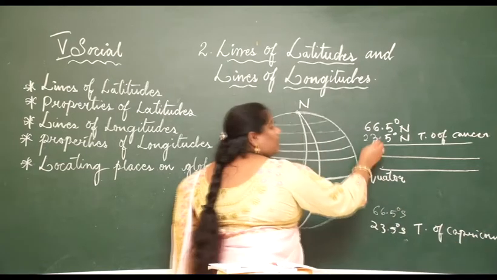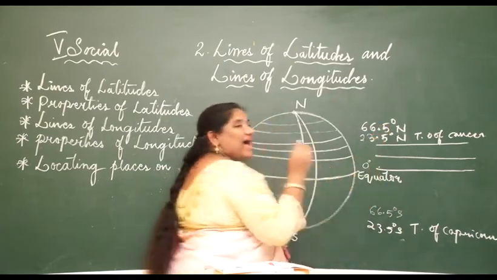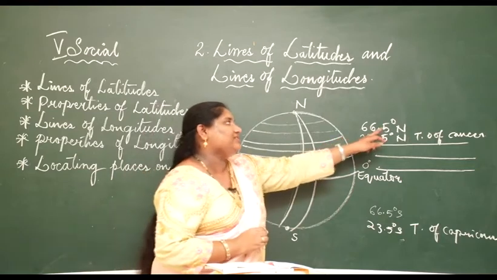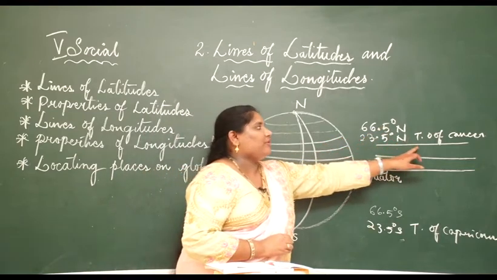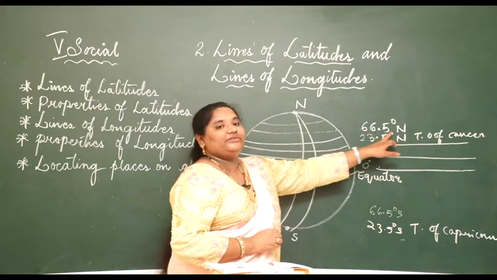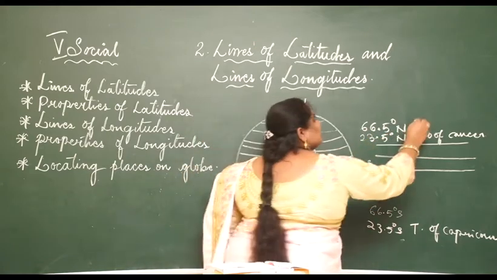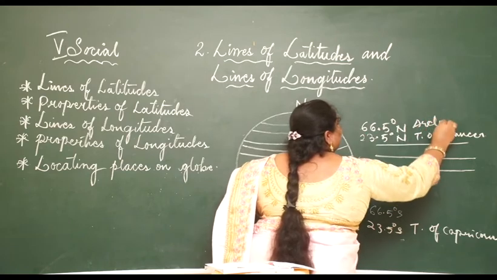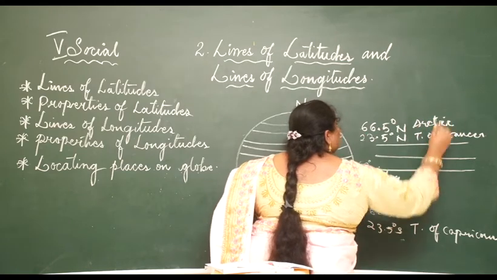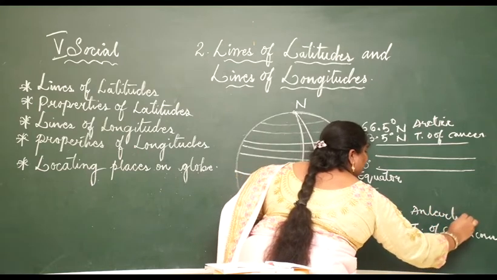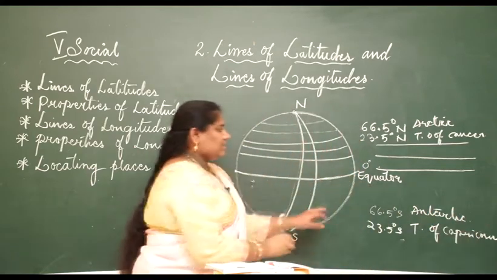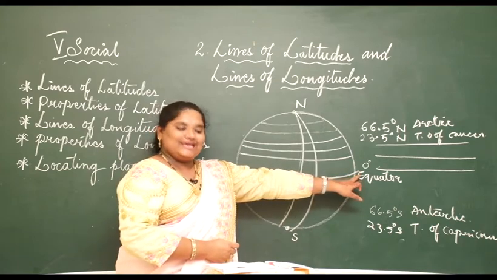We can also call this 0.5 as half: 66.5 degrees north, 23.5 degrees north. That is the Tropic of Cancer. 66.5 degrees north is the Arctic Circle, and this is the Antarctic Circle. And here 0 degrees is the equator.